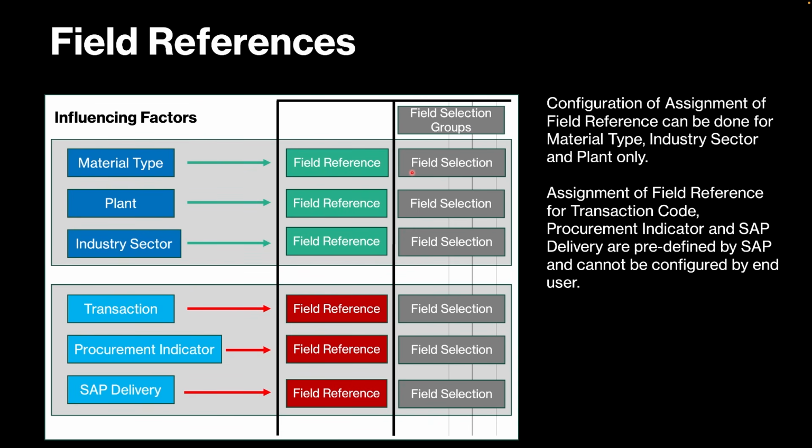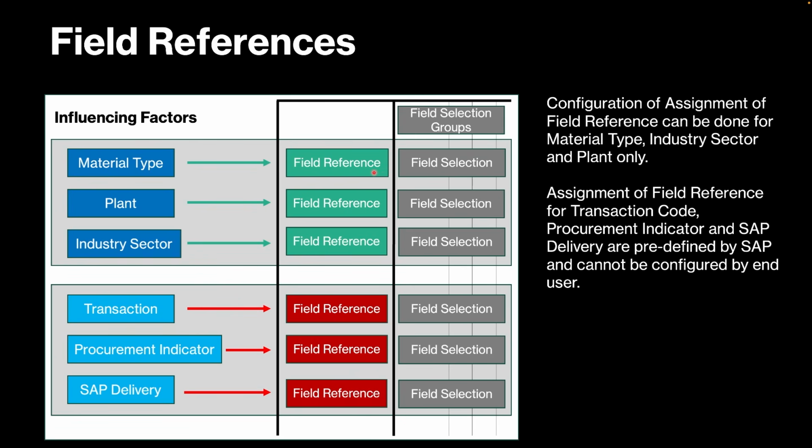That is, your field will be there in a field selection group. Now, if you want to mark that field as mandatory, optional, display, or hidden, then you will do that based on a particular influencing factor. That influencing factor will be connected to something called a field reference.